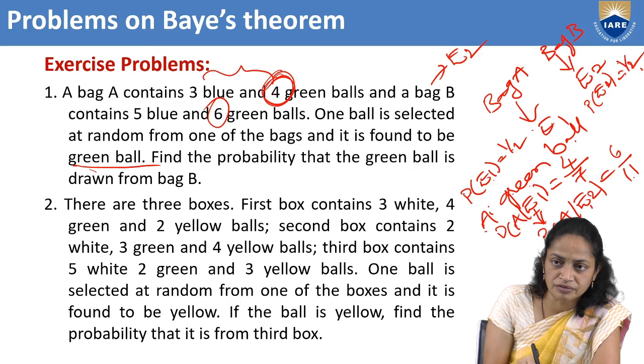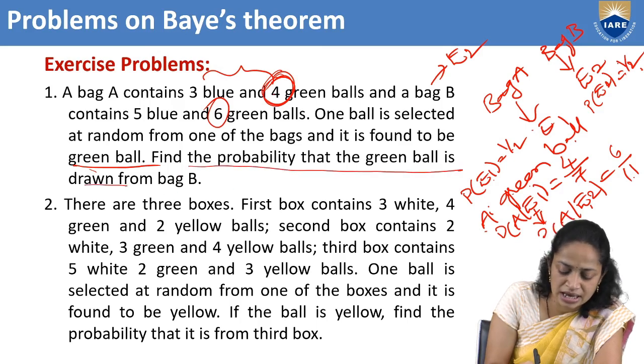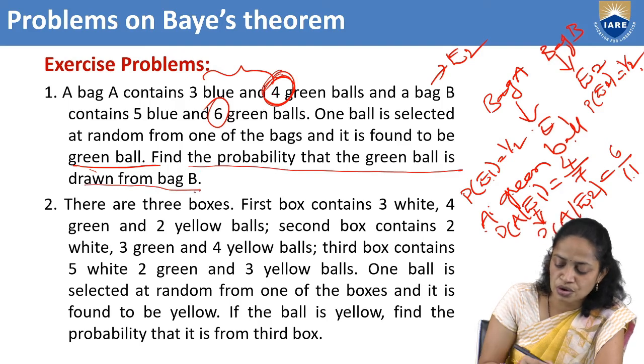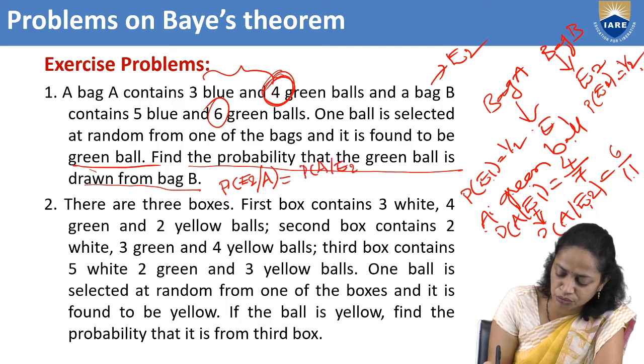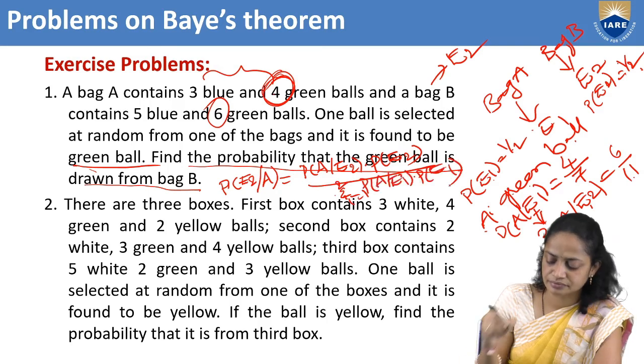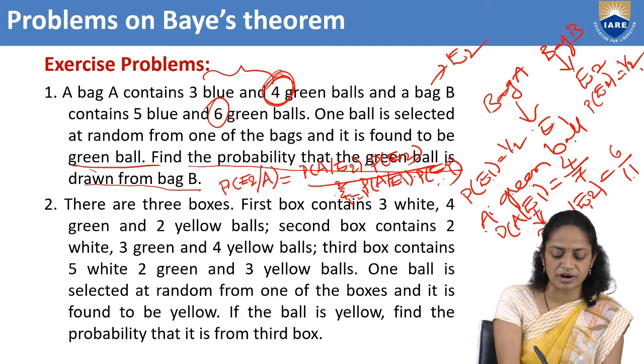So now what do we need to find? Here we are going to find the probability that the green ball is drawn from bag 2. That means we need to find probability of bag 2, that is E2. So probability of E2 given A equals probability of A given E2 into P of E2, divided by the summation i equal to 1 to 2 of probability of A given Ei into P of Ei.